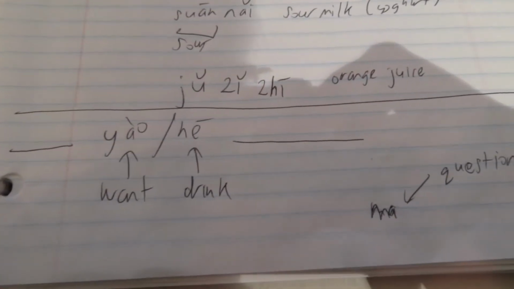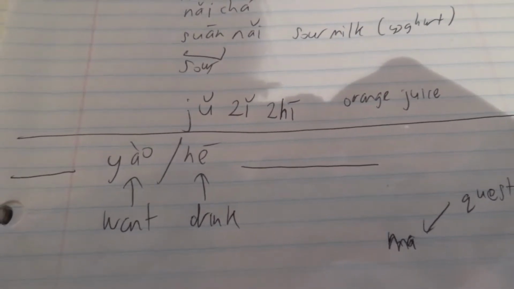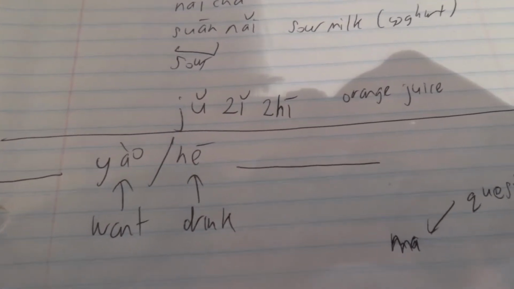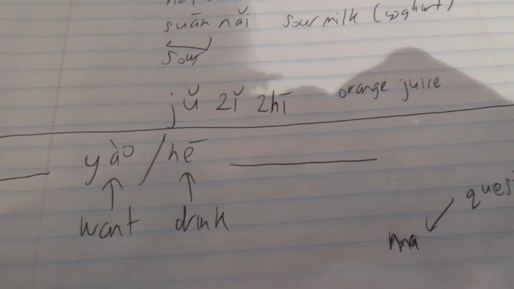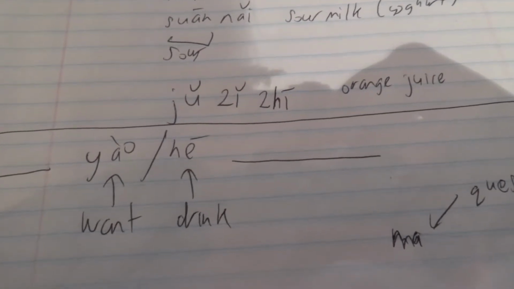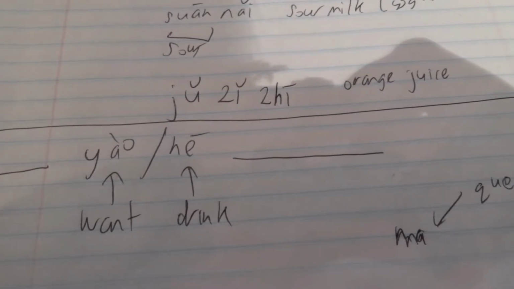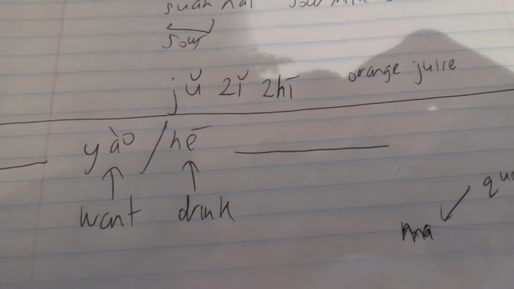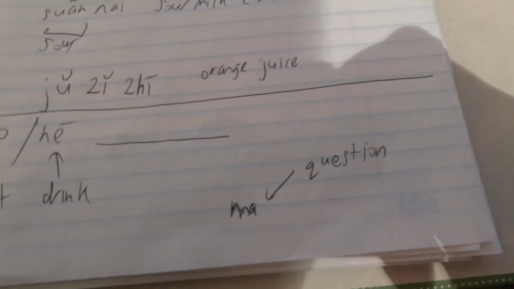If you want something, you can say yao, so wo yao. Or you can point at something in the menu and say yao, want. Or if you say I drink something, say wo he ju ji xi. I drink juice, orange juice. And of course the review is add ma for the question.